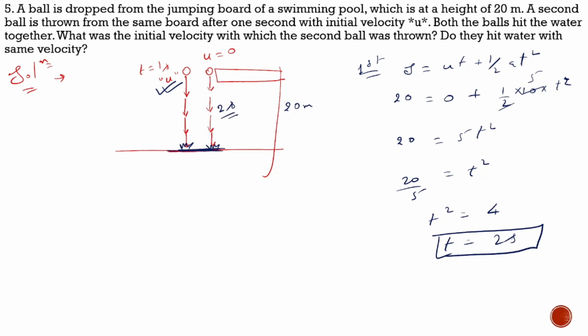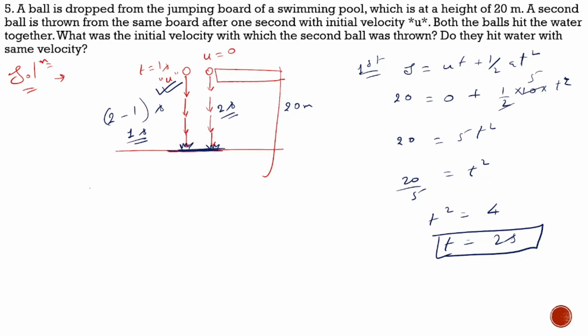Okay, now the second ball was thrown after 1 second. The time taken by the first ball was 2 seconds, and after 1 second the second ball was thrown downwards with some initial velocity. So the time taken by the second ball was 2 minus 1 seconds. After 1 second it was thrown, so it took 1 second to reach the surface of water.